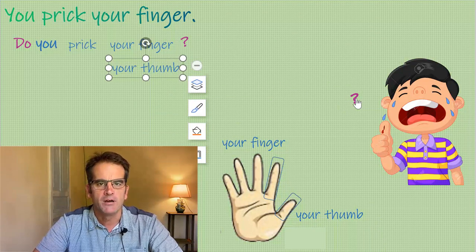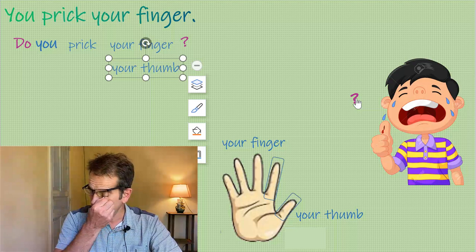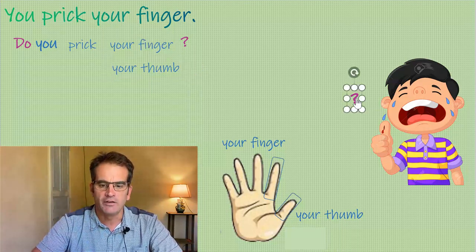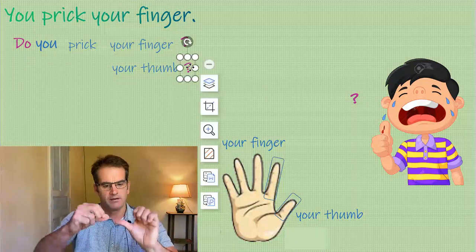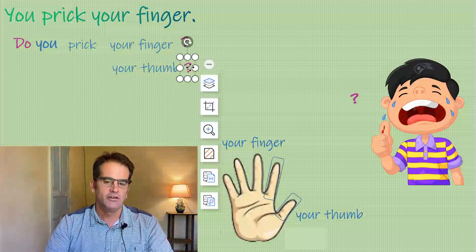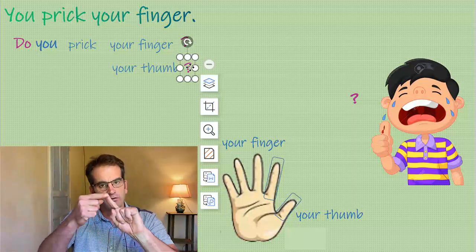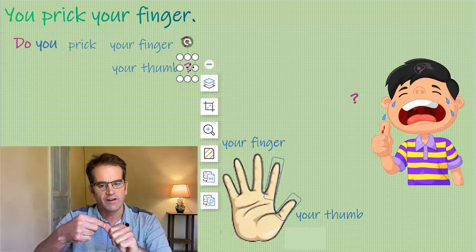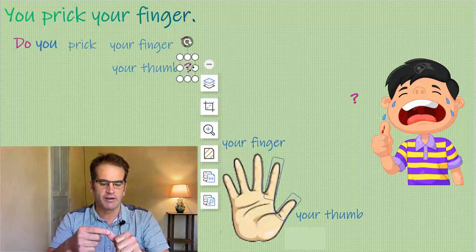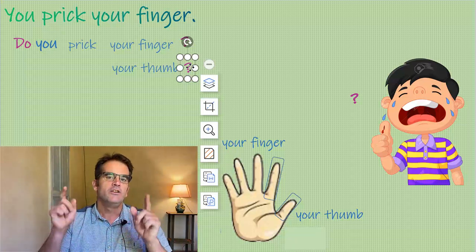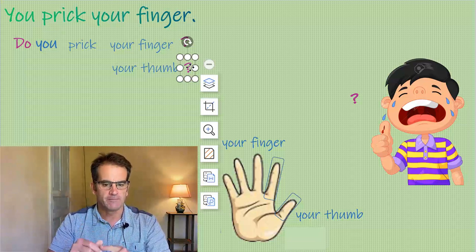Not thumb, but thumb. Okay? So do you prick your thumb or do you prick your finger? You prick your finger. You don't prick your thumb, you prick your finger. Well, you prick your finger.